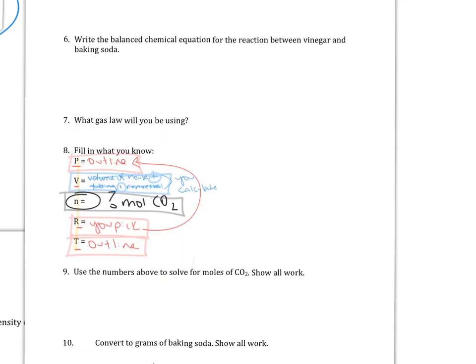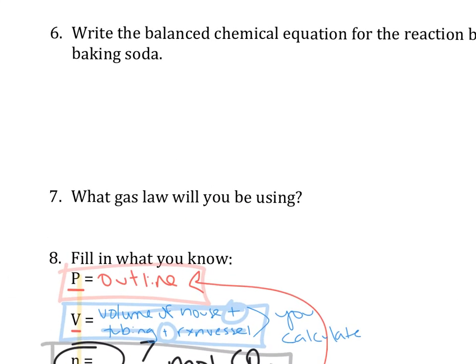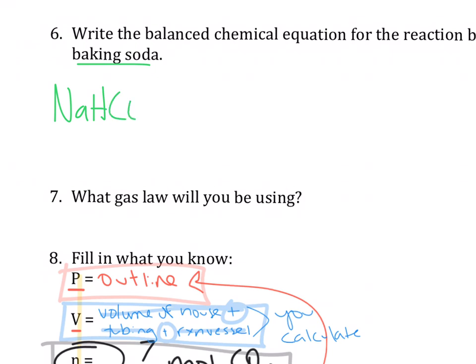So now, once you have moles of CO2, this is where you're going to start doing the stoichiometry piece of this project. So for the stoichiometry piece, what you're going to need is the balanced chemical equation for the reaction between vinegar and baking soda. So make sure that you write this down. So the baking soda is actually sodium bicarbonate. And even though baking soda is a solid at room temperature, once you mix it with the vinegar, it's going to become aqueous. So it needs to be aqueous for this to work, okay?